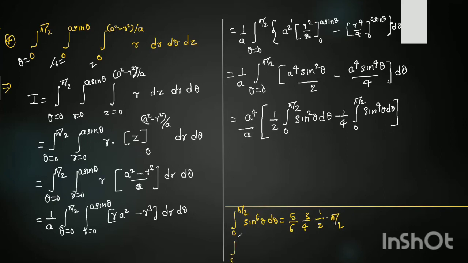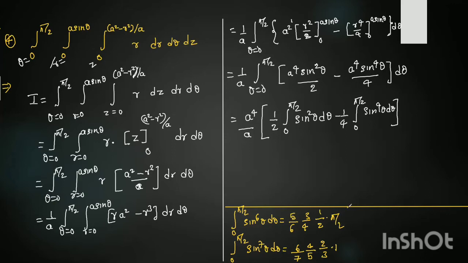And now you can tell me the answer of sin to the power 7 theta d theta. Guys, you tell me what is the answer? If it is an odd number, it ends with 1. If it is an even number, it ends with pi by 2.